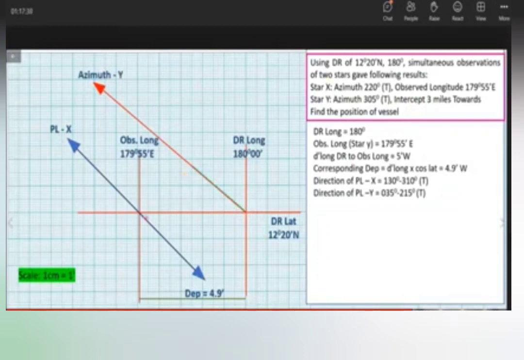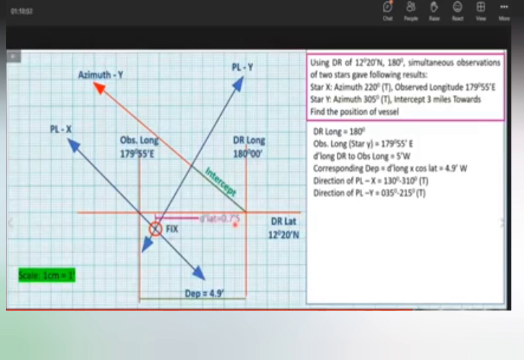We mark off 3 miles here. This green line showing up here measures 3 miles. So this is the point which is the ITP. Through this point we draw perpendicular to the azimuth and we get the PL for star Y. Since both the PLs are for the same time, therefore this is where the fix is.